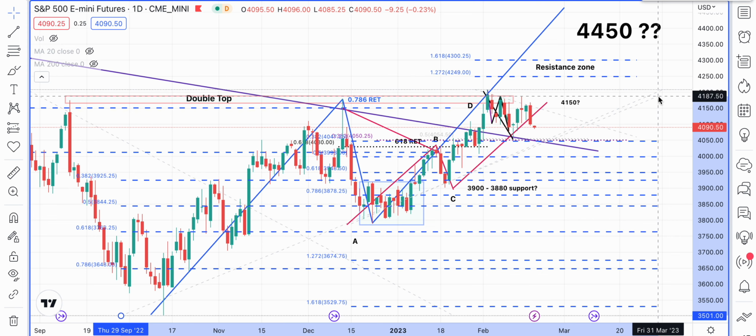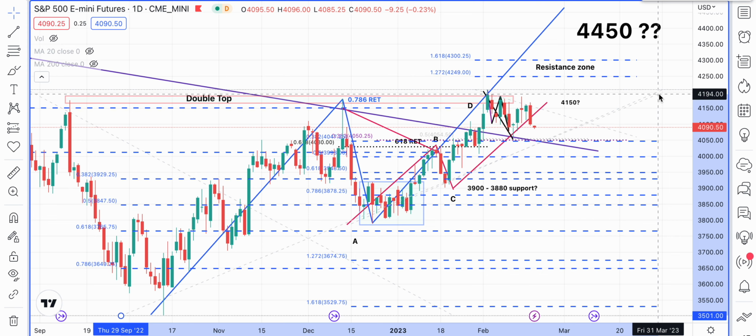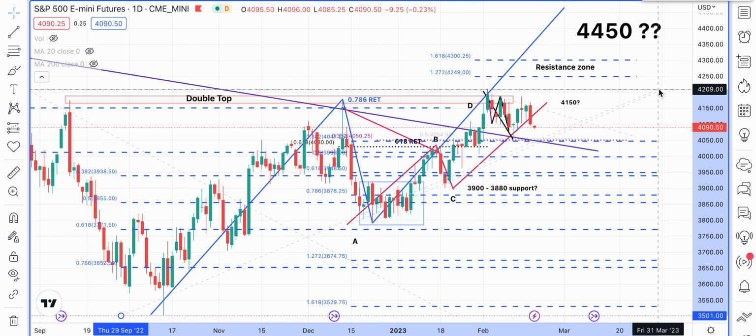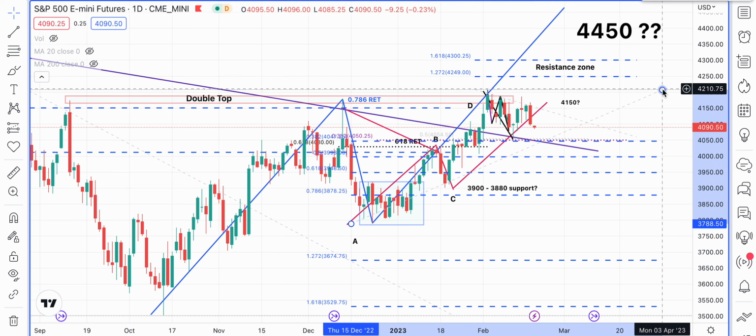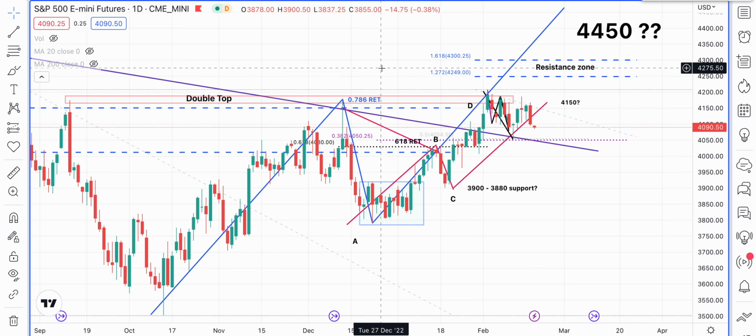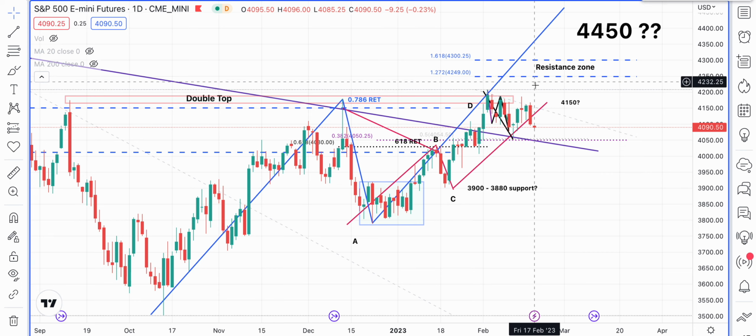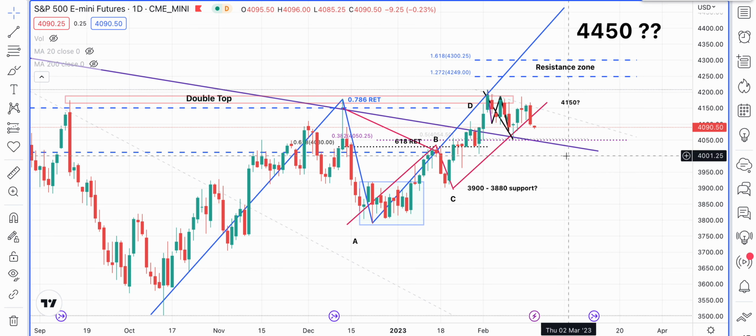And in that case, we have the 38.2% Fibonacci retracement coming around 3940. That would be the first support level to look at. So for now, I'm just going to delete these levels, because this is an idea we are looking at, and there could then also be a possibility of an ABCD kind of pattern taking us lower.